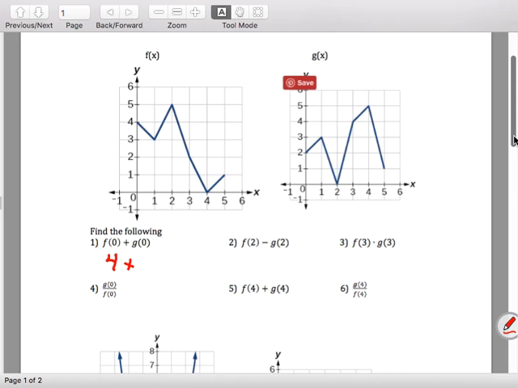Now I'm going to go to g of 0. So I go to the g graph. G of 0, where's the graph located? 2. So f of 0 plus g of 0 is 4 plus 2, which is 6. All right, try the rest of them. They go pretty quickly. Do as many of them as you can. There might be a couple that you see divide by 0, and that's a problem.